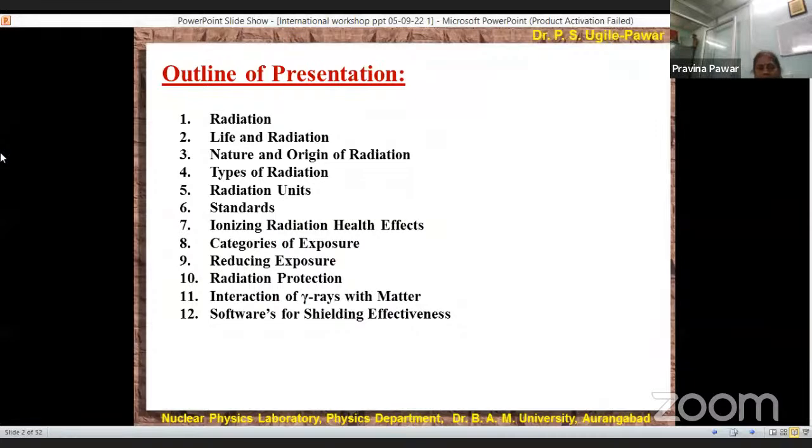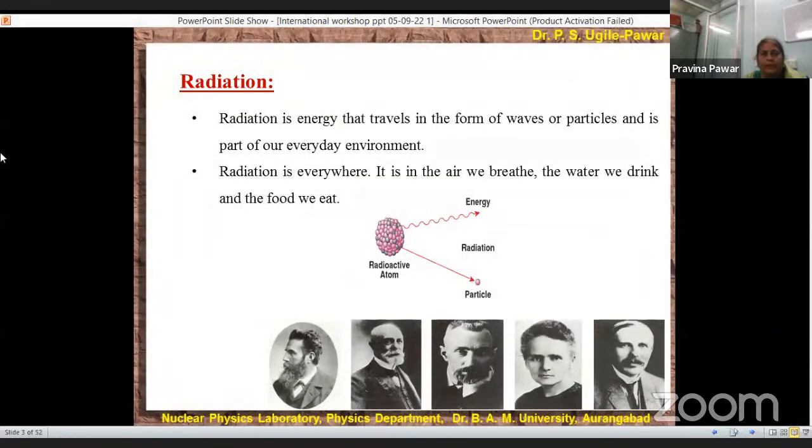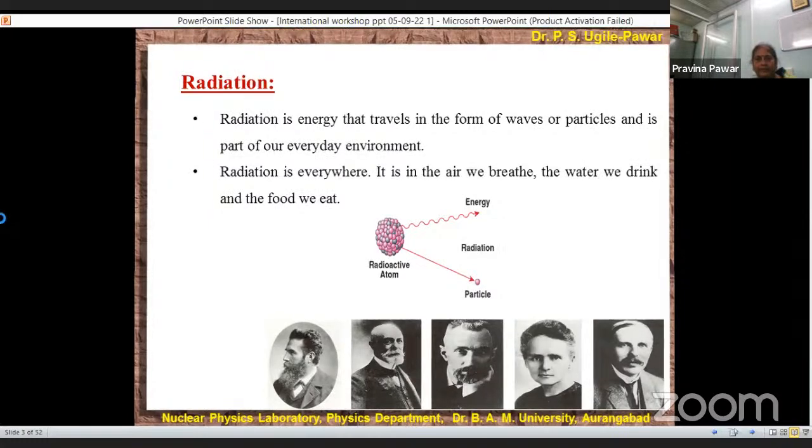So, come to the radiation. Radiation is the energy that travels in the form of waves or particles and is part of our everyday environment. Radiation is everywhere. It is in the air we breathe, the water we drink, and the food we eat. See this figure for radioactive atoms, energy, radiation, and particles.